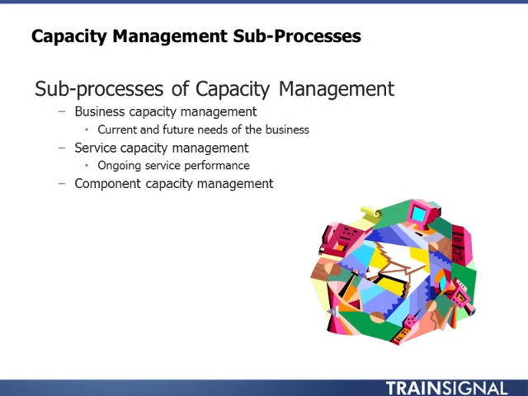The easiest to understand is the component capacity. The component capacity is something like how much storage is available on the network. How many transactions can a particular configuration item handle in a minute? These are component capacity questions. Service capacity management is how much capacity can a particular service handle. For instance, in the ATM example from the previous slide, how many transactions per minute, day, hour can an ATM handle before it fails? And then the business capacity management is even a wider aperture or view.